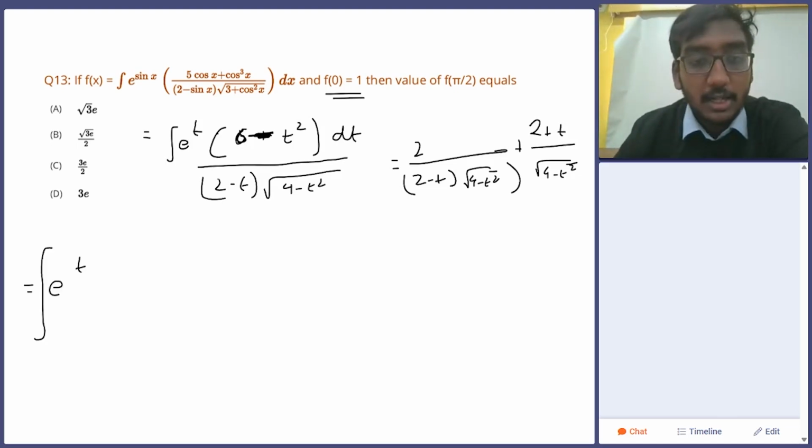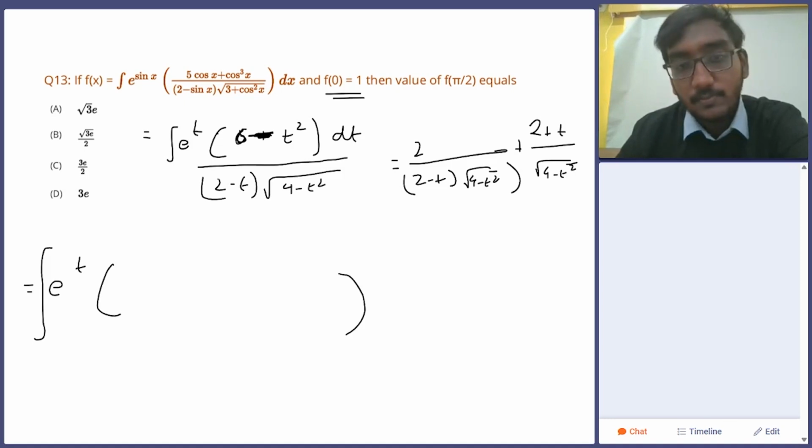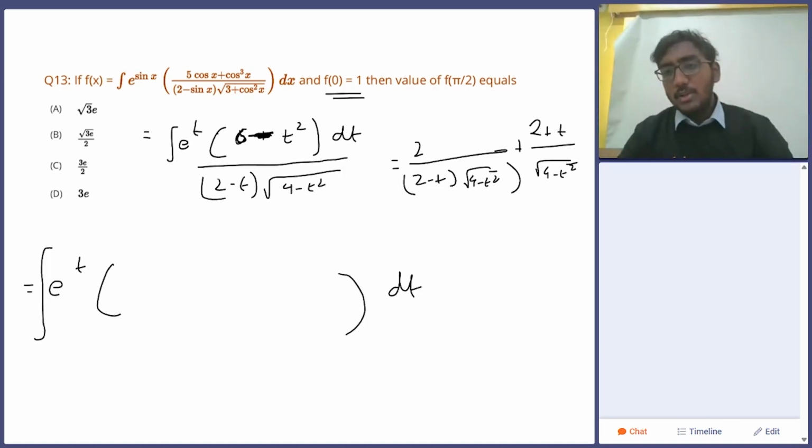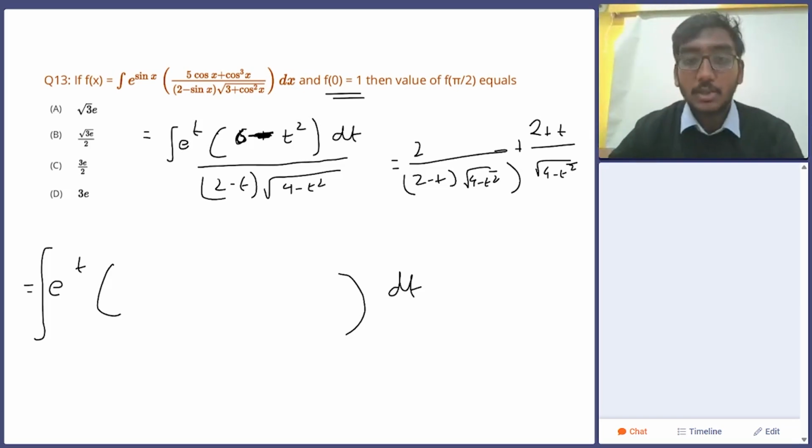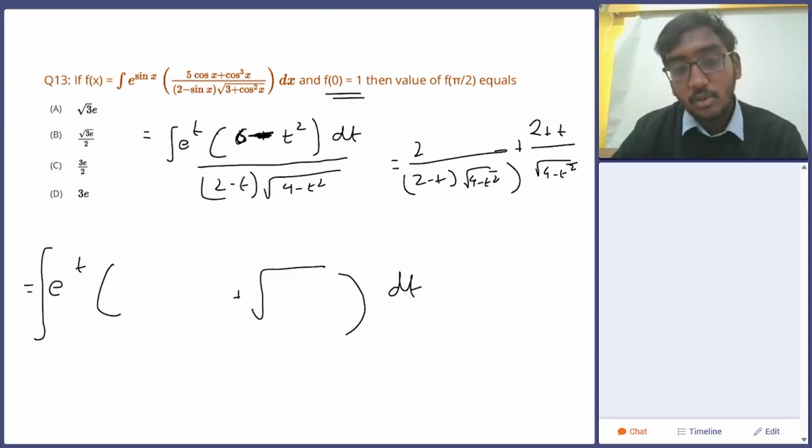So the integral will be what? Integral e power t, right, dt. These two are there. And how will you evaluate this? This can be written as root of, see it is again 2 square minus t square, no, root of 2 plus t into root of 2 minus t. That root of 2 plus t will get cancelled with this 2 plus t and numerator will be root of 2 plus t, okay? So basically this term will be root of 2 plus t by 2 minus t, and this will be what? It will be 2 by 2 minus t into root of 4 minus t square, right?